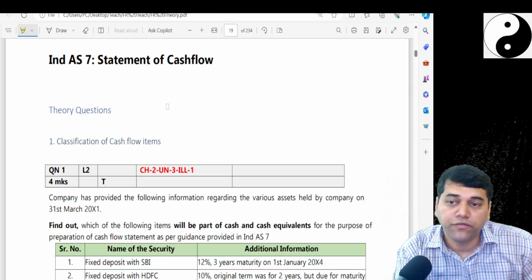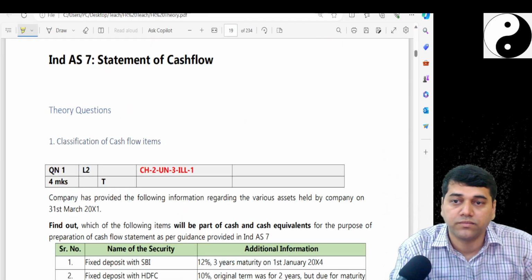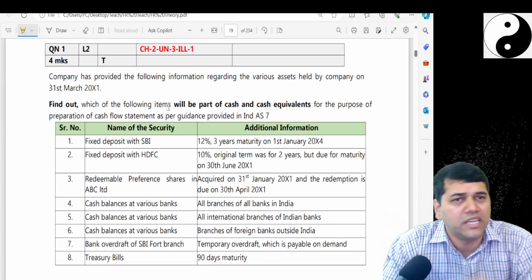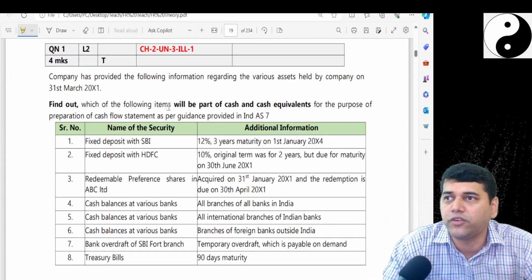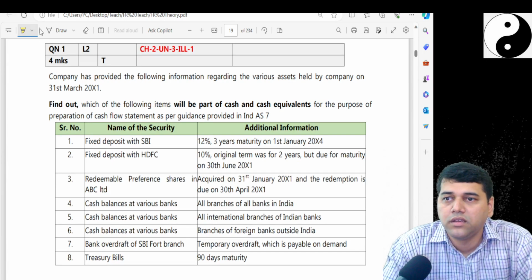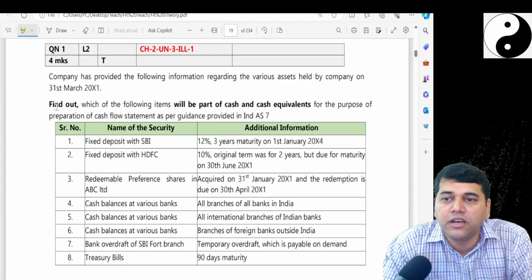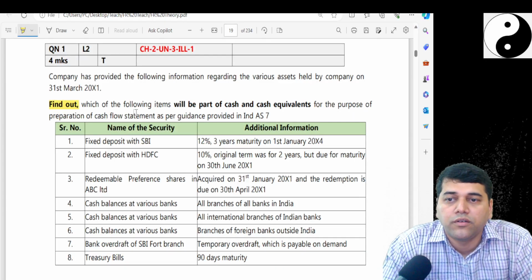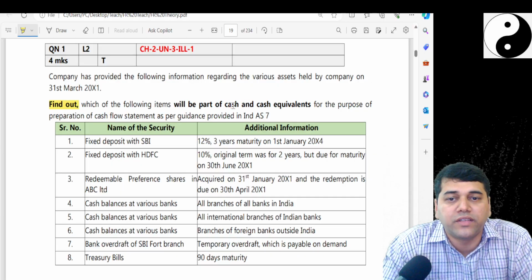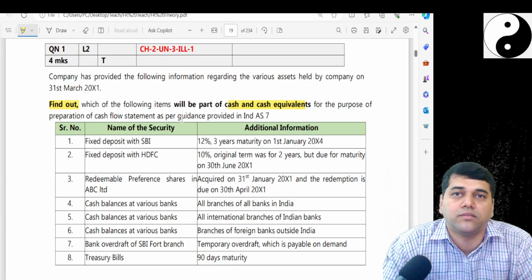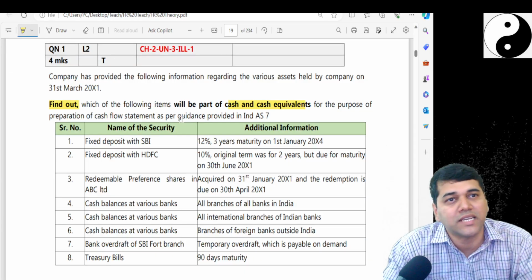So we'll move on to the first question here on the classification, theory questions. Now the company has provided, very simple, okay? Till now, I don't think any questions have come in the exam. So the company has provided the following information of various assets. Find out which of the following items will be part of the CCE for the purpose of preparation of the cash flow statement. Now, what is CCE? Cash and cash equivalents.